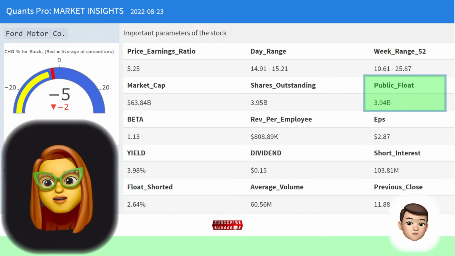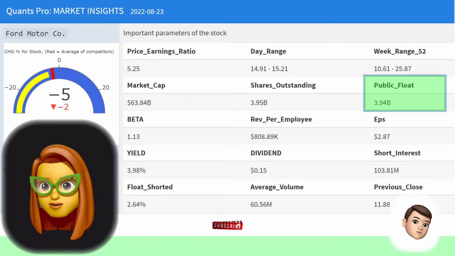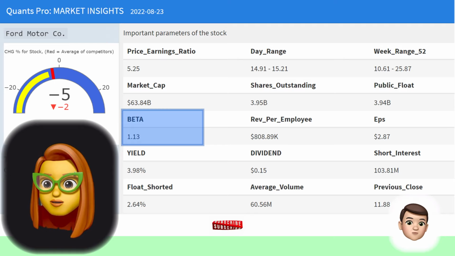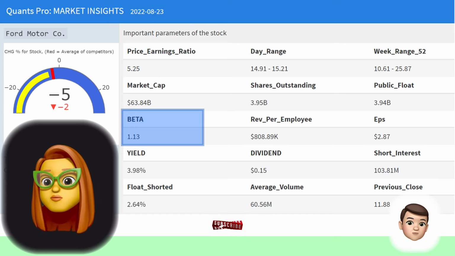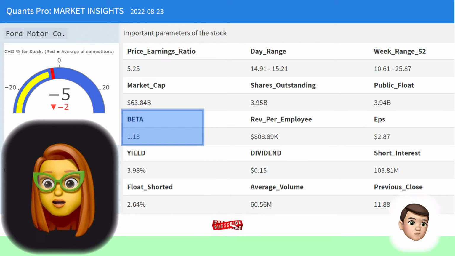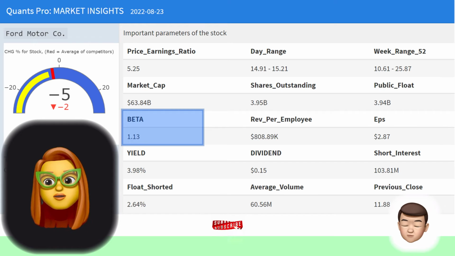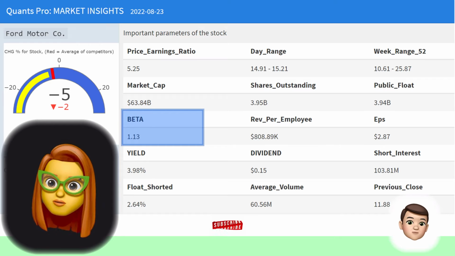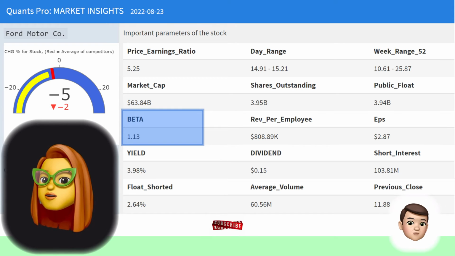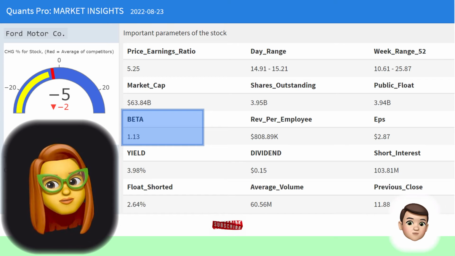Public float value is as in the table. Public float may refer to all the shares outstanding that can be publicly traded. The company's beta value is as in the table. A beta value greater than 1 indicates that the stock of the company oscillates more than the market average. This indicates high volatility. On the contrary, if it is less than 1, it indicates that it has a volatility below the market average. From this point of view, beta value greater than 1 creates a suitable investment ground for risk-loving investors. However, for the cautious investor, the low beta value may be more preferable.